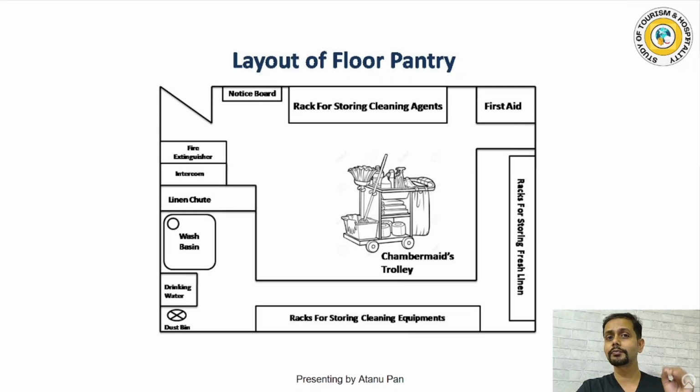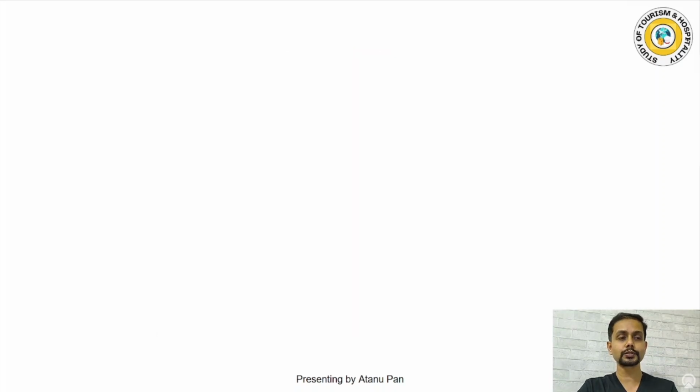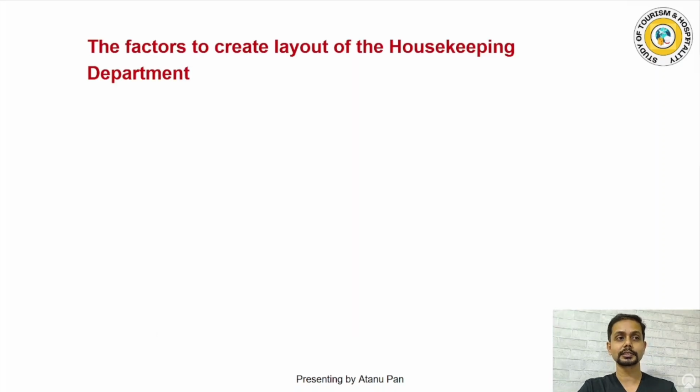In each and every floor pantry you will find the same thing, and each and every floor has its own chambermaid trolley, its own cleaning equipment, its own fresh linens, everything. Okay, so that's all about the floor pantry. Let's go ahead to the last point, that is the factors to create the layout of the housekeeping department. Today we have learned about the housekeeping department layout, especially we have looked at an inner view of the linen room and the laundry room. All these things we have watched, and we have also learned about the floor pantry.